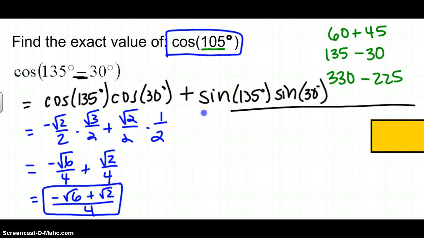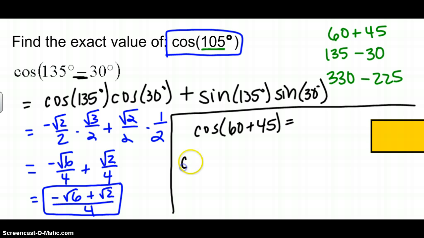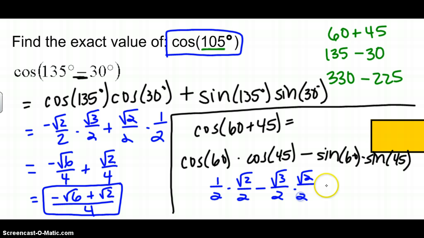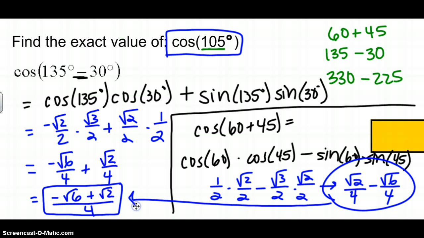Now, just so you trust me, hopefully you already do trust me, but if not, I'm going to show you that we could have talked about the cosine of 60 plus 45, in which case we would take the cosine of 60 times the cosine of 45 minus, because the sign will change, the sine of 60 times the sine of 45. Cosine of 60 is going to give me 1/2 times root 2 over 2 minus the sine of 60 is square root of 3 over 2 times the square root of 2 over 2. All of this is going to simplify to the square root of 2 over 4 minus root 6 over 4, which is exactly the same thing that I got over here.